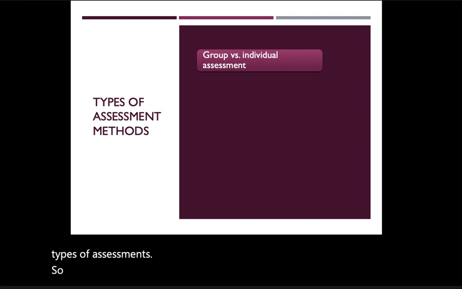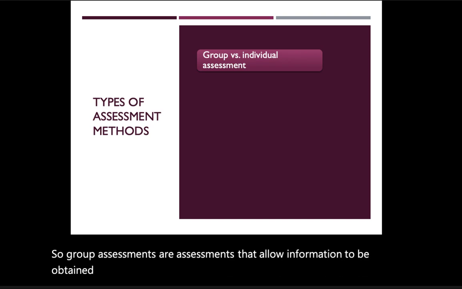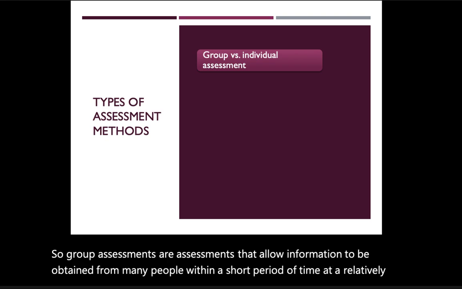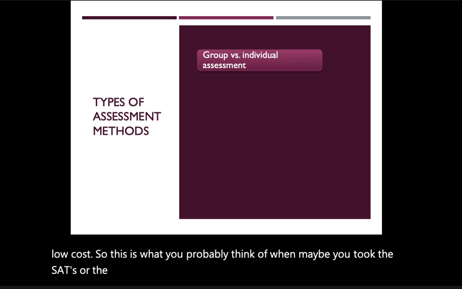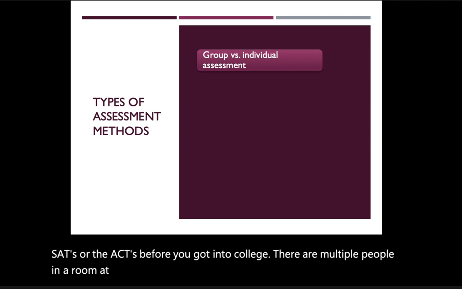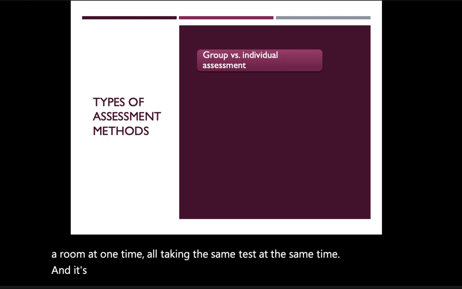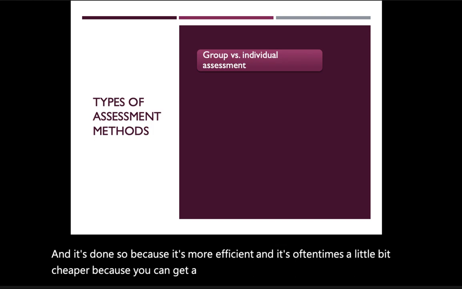So, group assessments are assessments that allow information to be obtained from many people within a short period of time at a relatively low cost. This is what you probably think of when maybe you took the SATs or the ACTs before you got into college. There are multiple people in a room at one time, all taking the same test at the same time, and it's done so because it's more efficient and it's often a little bit cheaper because you can get a group discount for having a lot of people taking the assessment.